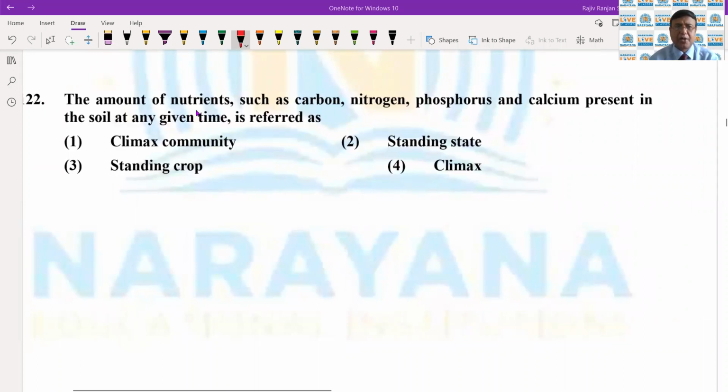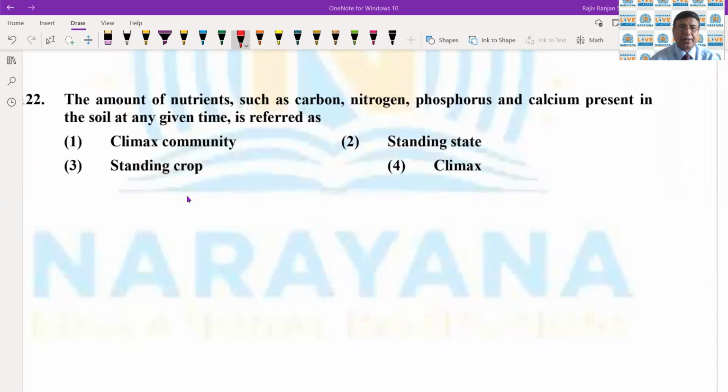So let's see the question. The amount of nutrients such as carbon, nitrogen, phosphorus, and calcium present in the soil at any given time is referred to as 1. Climax community, 2. A standing state, 3. A standing crop, and 4. Climax. So here the correct option is 2, a standing state. A standing state is the presence of the inorganic components in an ecosystem at any given time. So the contents of carbon, nitrogen, phosphorus, and calcium present in the soil at any given time is referred to as a standing state.